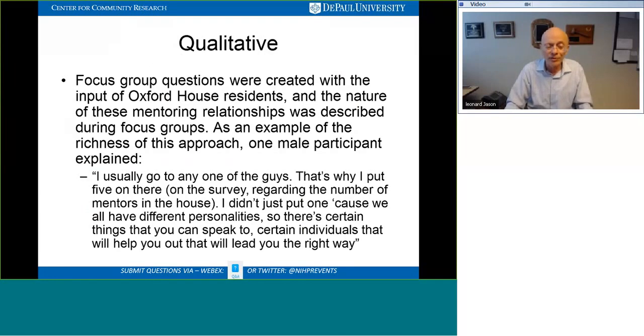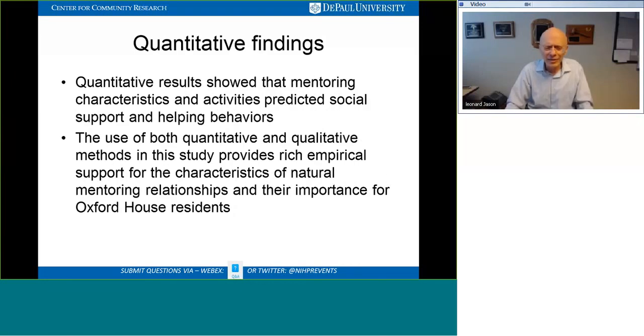As an example of the richness of this process, one male participant explained, "I usually go to any of the guys. That's why I put 5 of them on the survey regarding the number of mentors in the house. I didn't just put one because we all have different personalities. So there's a certain thing that you can speak to, certain individuals that will help you out and lead you the right way."